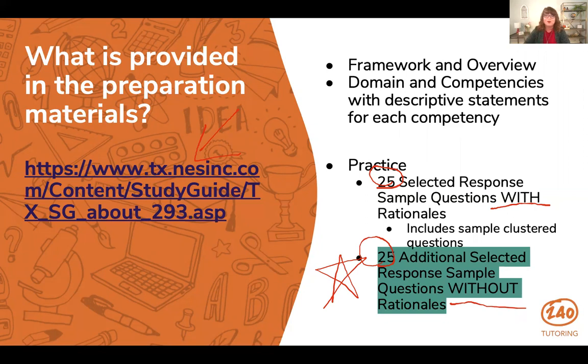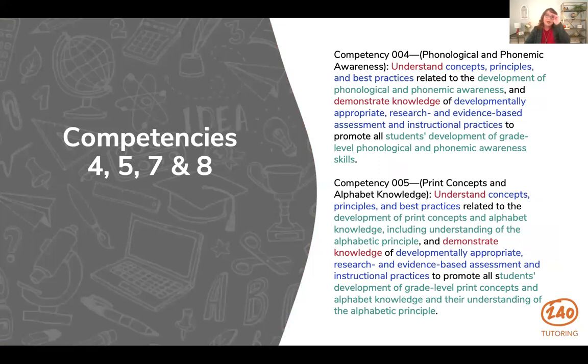All right, let's look at the competencies we're looking at today. We're looking at competency 4, which is phonological and phonemic awareness. If you've watched the overview video, you understand the color coding behind this and how I broke down these competencies. We're at those lower levels of Bloom's, looking at understanding and demonstrating knowledge of phonological and phonemic awareness.